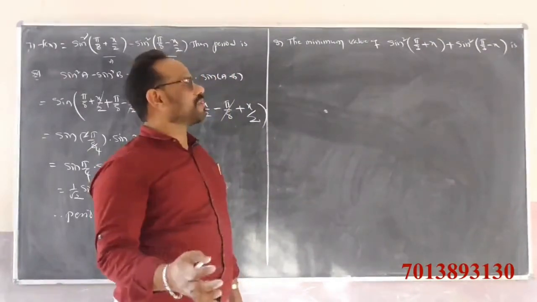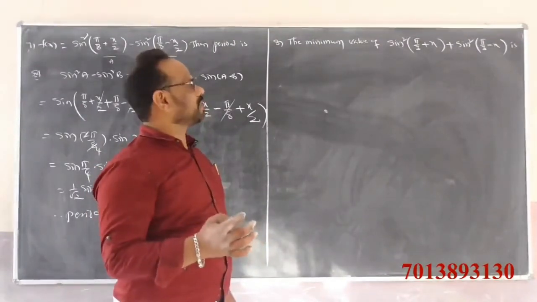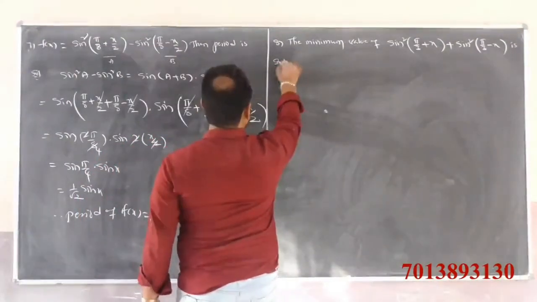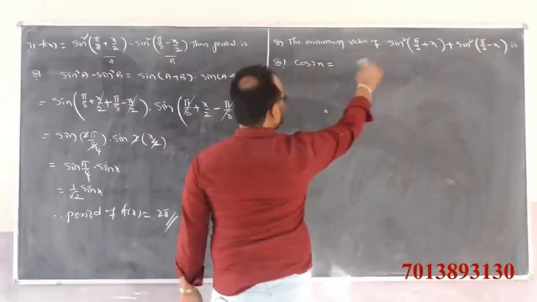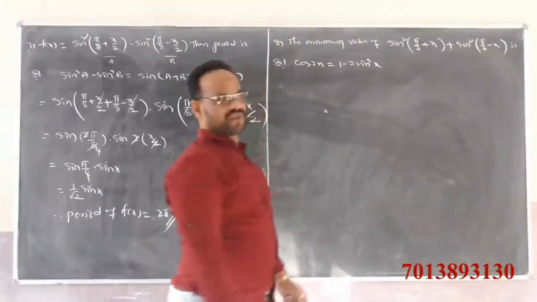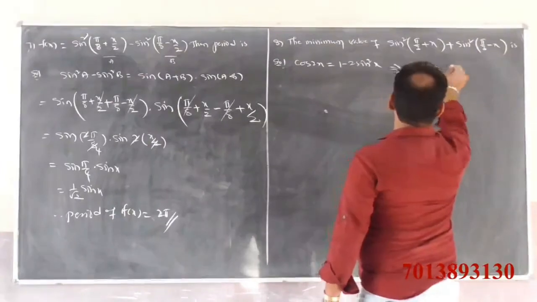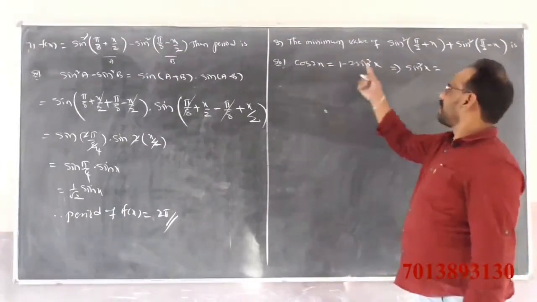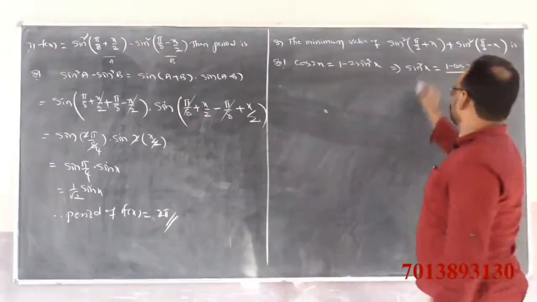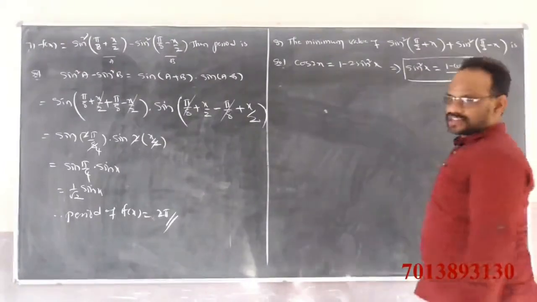plus sin square (pi by 3 minus x). We want the minimum value of sin square (pi by 3 plus x) plus sin square (pi by 3 minus x). We already know that cos 2x is equal to 1 minus 2 sin square x. By using this formula, sin square x can be written as (1 minus cos 2x) by 2.